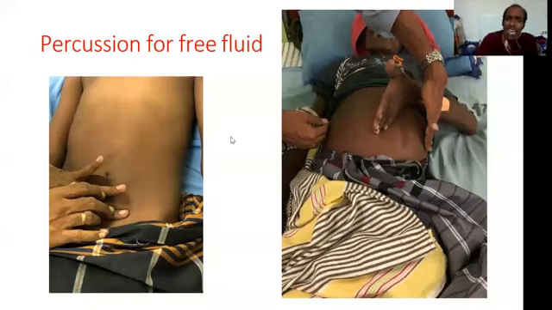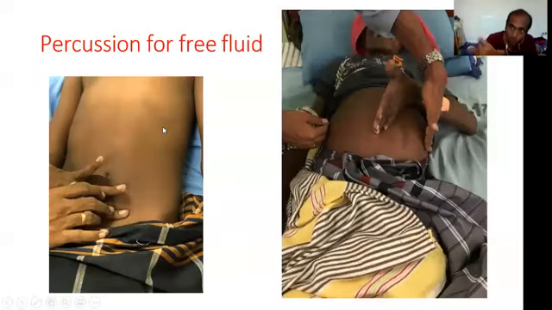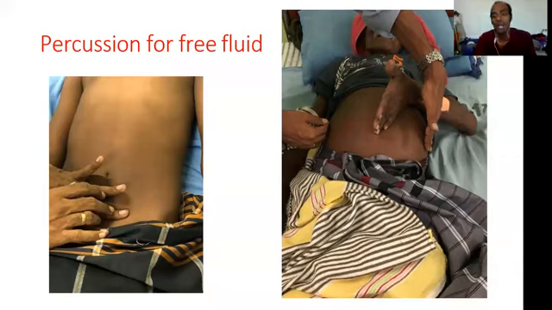So these are three levels of fluid accumulation. Flank dullness and shifting dullness would be fluid in the paracolic gutters. Then moving on, you get horseshoe shaped dullness, and then the fluid thrill as the last thing.